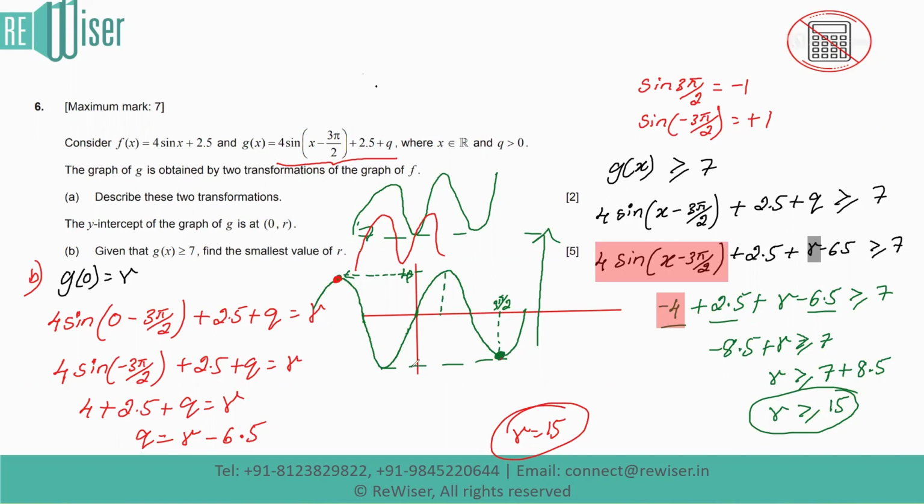And this overall carries 5 marks in total. The marks distribution goes something like this. Putting down this x as 0 and equating it to r would carry 1 mark. Getting this q in terms of r would carry a second mark. Figuring out that we need to use minus 4 would carry 1 mark. Substituting this would carry another mark. Basically this equation and getting the final answer correct would carry the final mark. So this is how the 5 marks are distributed for this.